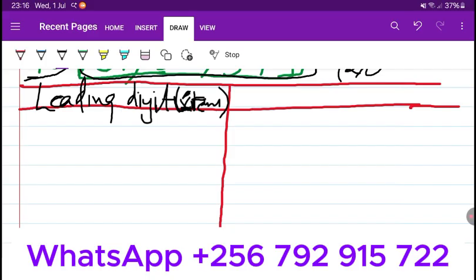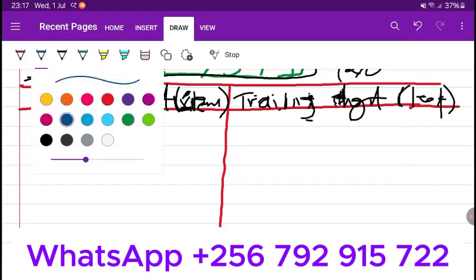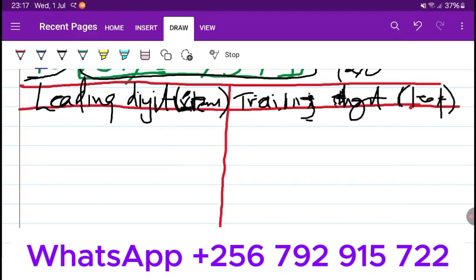Then this side we have the trailing digit, what we call the leaf, on the right hand side. So we then go ahead to put in the values. Now, as I told you, we move in the ascending order from the smallest to the largest.